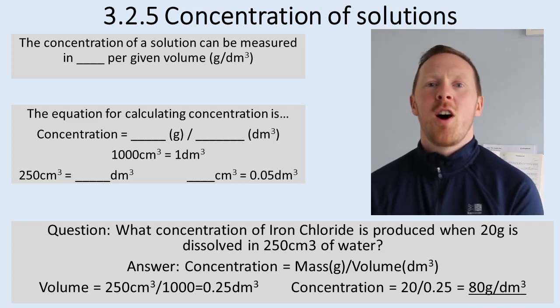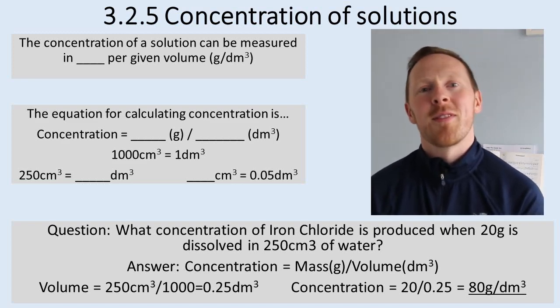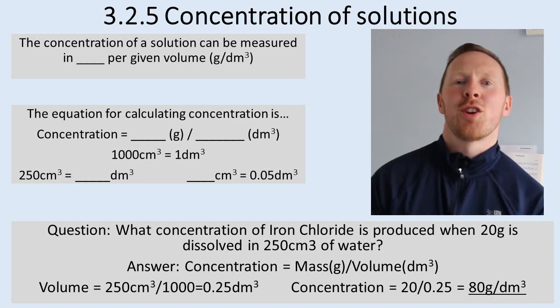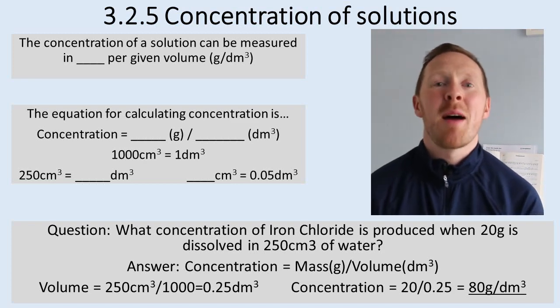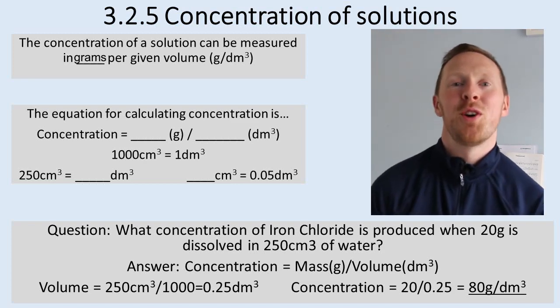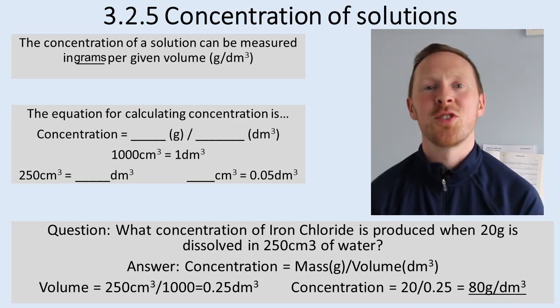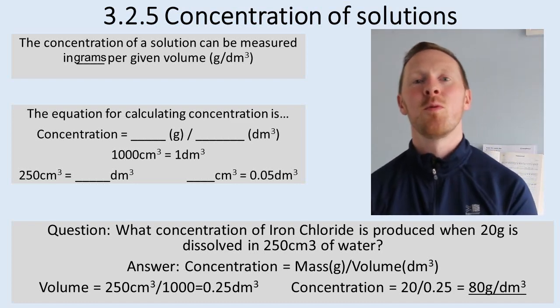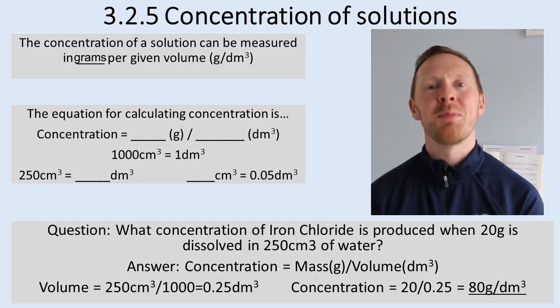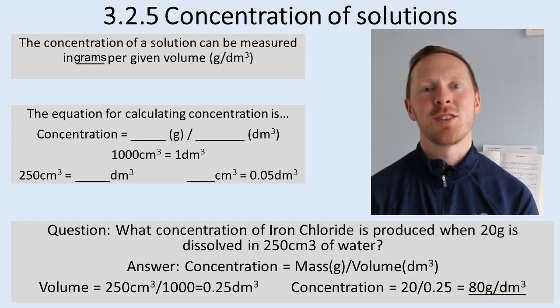3.2.5 concentration of solutions. This is for everyone, foundation tier and higher tier. So the concentration of a solution is basically the grams per volume. So grams, how many grams of a substance you've got dissolved in a certain volume of water. The trick to this is making sure you've got your volume in decimeters cubed, not centimeters cubed.